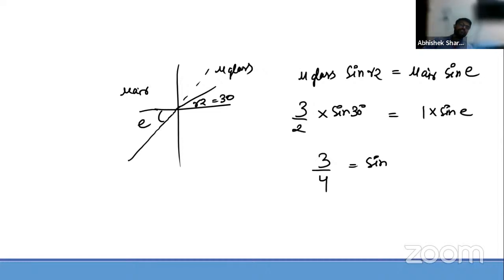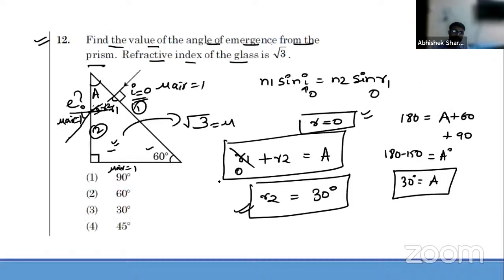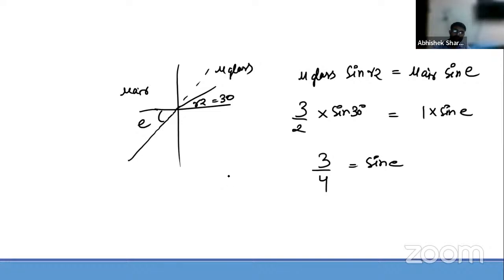What will this be? Can anyone comment? See the options. This should not be it. Can anybody comment on the answer?